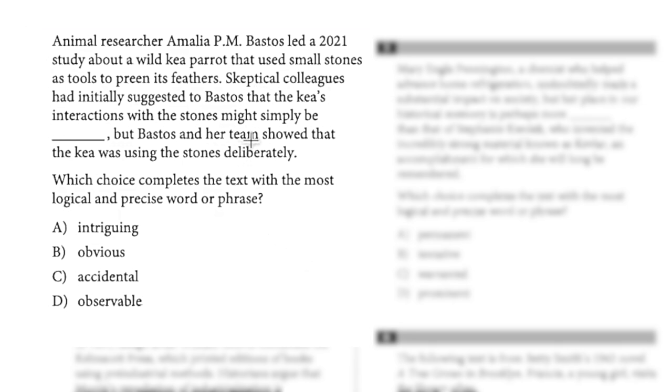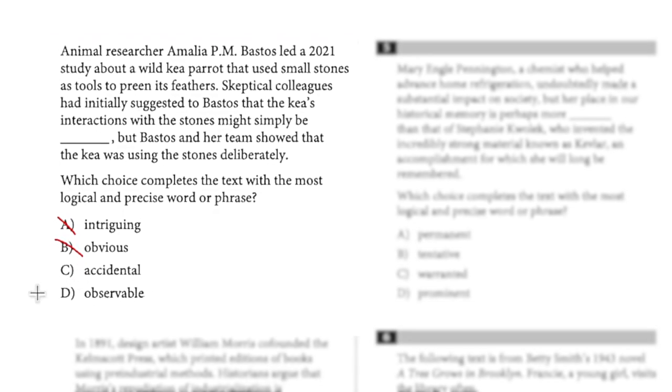Well, that's cool. Skeptical colleagues had initially suggested to Bastos that the key's interaction with the stones might simply be blank. Okay, so basically they're skeptical, so they think that maybe the parrot is not actually using the stones as tools. I would say might simply be an accident or might simply be a coincidence. And I'm going to stop reading there because I think I'm good. Intriguing, certainly, but not what we're looking for. Obvious, no. Accidental, yeah.